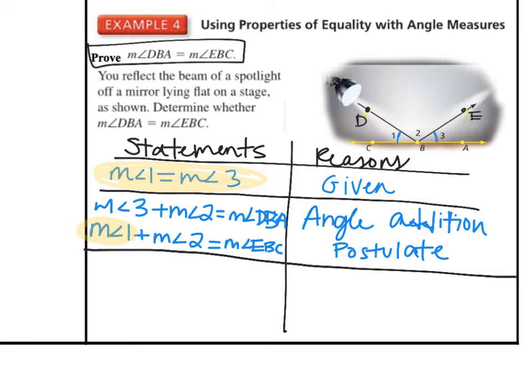So instead of putting measure of angle 1, Aubrey, what am I gonna put? Right? So measure of angle 3 plus measure of angle 2 is equal to the measure of angle EBC. I'm going to highlight that again so you see it. So we substituted right there for measure of angle 1. We replaced it with measure of angle 3. So our reason that we put to the right is the substitution property of equality.